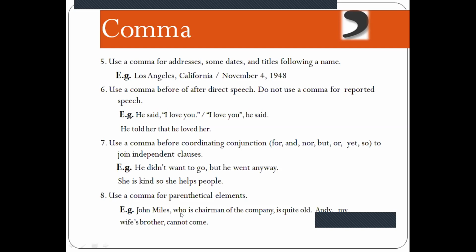So here we put who, because if we remove it, the sentence will be rendered vague. So that's why I put it. John Miles, comma, who is chairman of the company, comma, is quite old. And, comma, my wife's brother, comma, cannot come.